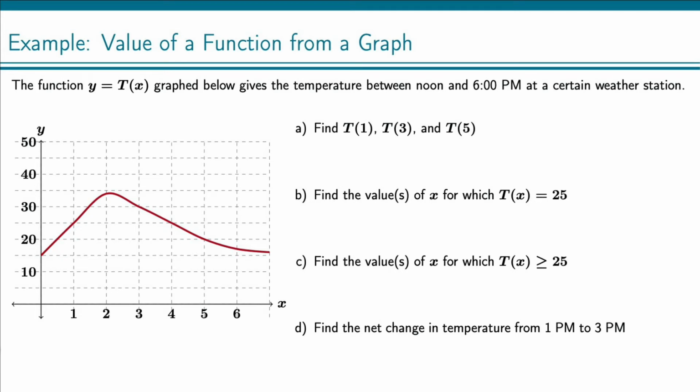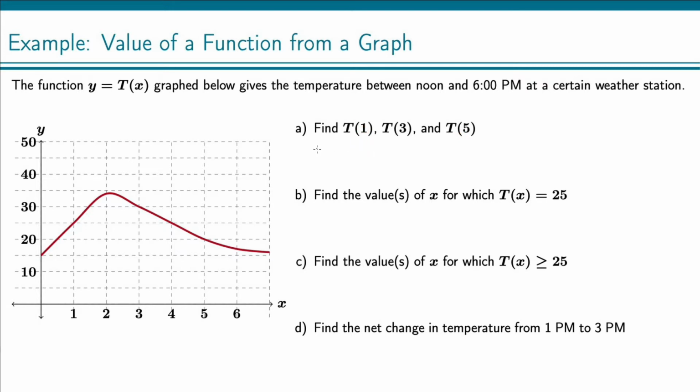The function y equals T of x, graphed here, gives the temperature between noon and 6 p.m. at a certain weather station. We are going to find these values: T of 1, T of 3, and T of 5. So this notation means that our x value is 1 here.